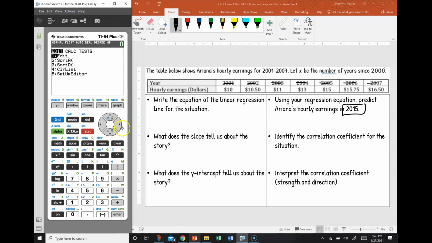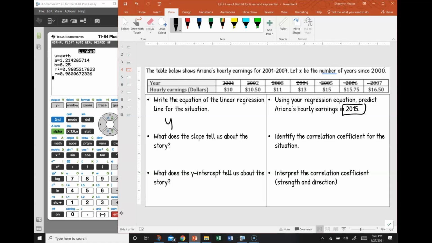So we're going to press stat, calc. We want a linear regression. L1's great, L2's great. We want to store the equation in our y1. And here's our equation. So it's going to be y equals, my a value is 1.21x plus my b value is 8.25.